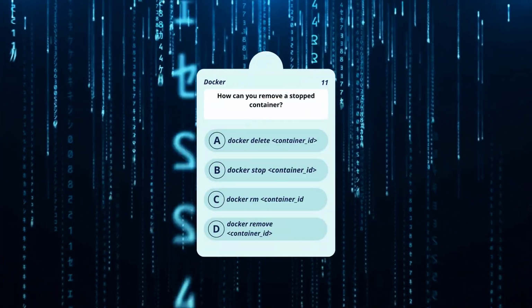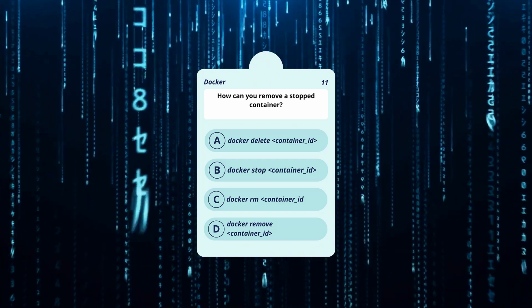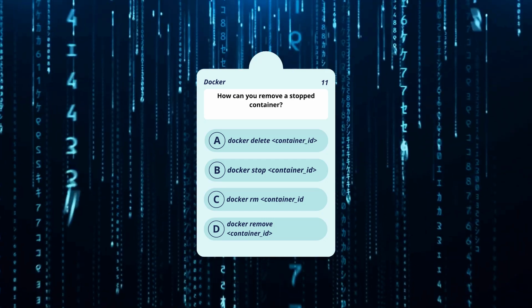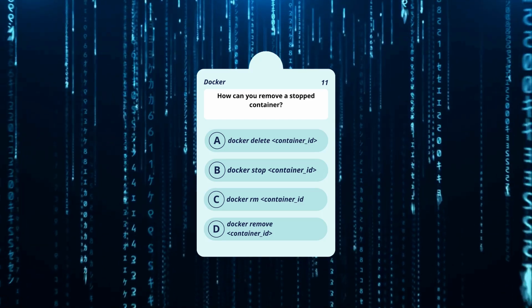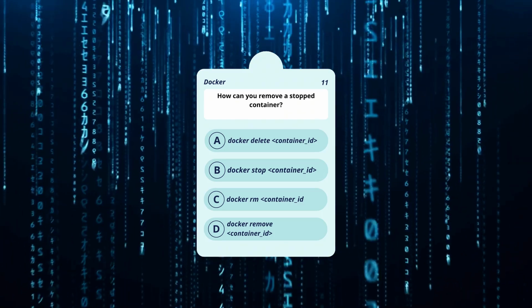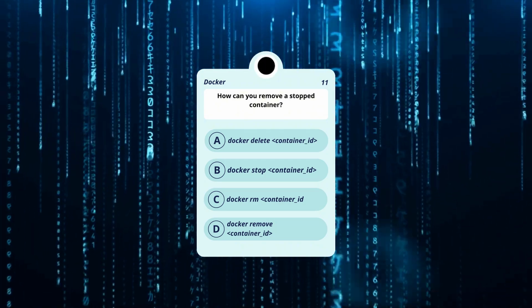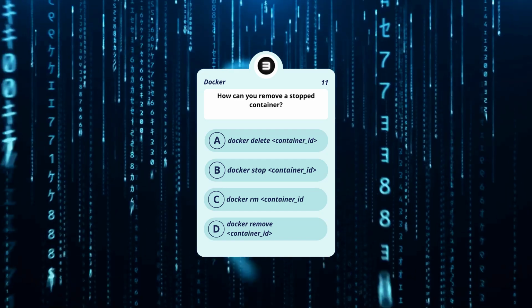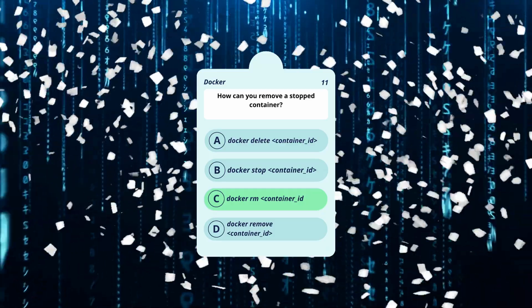How can you remove a stopped container? A. docker delete <container_id>. B. docker stop <container_id>. C. docker rm <container_id>. D. docker remove <container_id>. Answer: C.